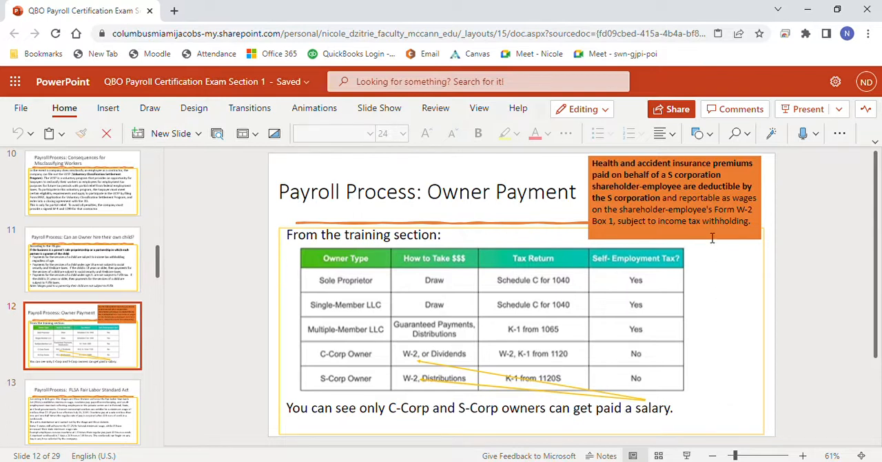Health and accident insurance premiums paid on behalf of the S Corp shareholder employee or C Corp are deducted by that corporation and reportable as wages on the shareholder or employee's Form W-2, box 1. So remember, box 1 is what can be taxed for your federal income tax withholding. So whatever monies the company contributed toward either health benefits or accident insurance premiums, you have to add that in as wages.